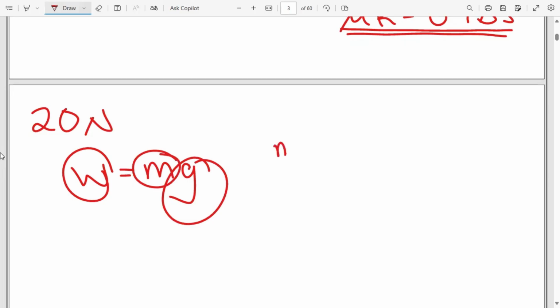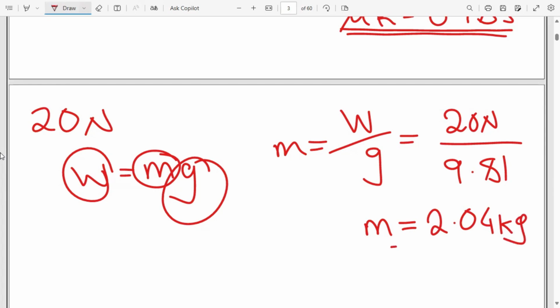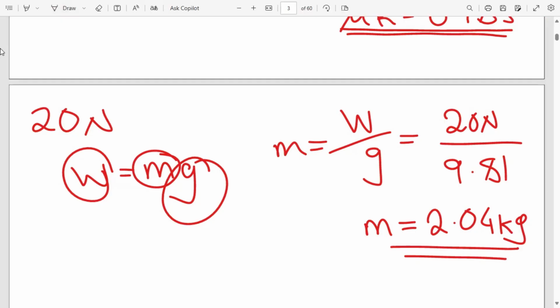So I'm going to say my mass will be equal to the weight divided by the acceleration due to gravity. And this will be equal to 20 newtons divided by 9.81 meters per second squared. That means my mass of the block will be equal to, let me just punch this, 2.04 kilograms. That means the mass of the block is 2.04 kilograms. And that, ladies and gentlemen, is all on question 1 of this particular tutorial sheet.